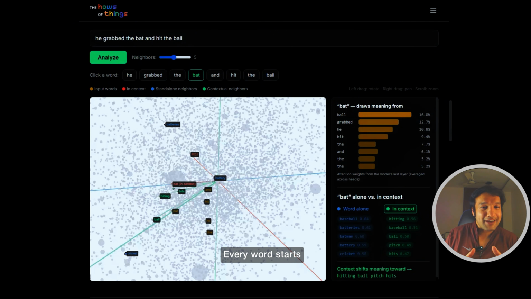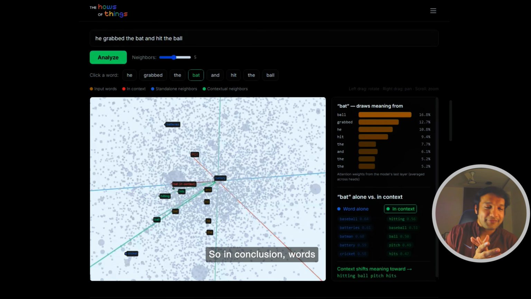Every word starts at a default position, then the model reads the surrounding words, figures out how much each one matters using attention, and shifts the word's position towards the right meaning. Your brain does the same thing, but it's so fast you don't even notice. The AI does it with matrix multiplication and an insane amount of math again and again.